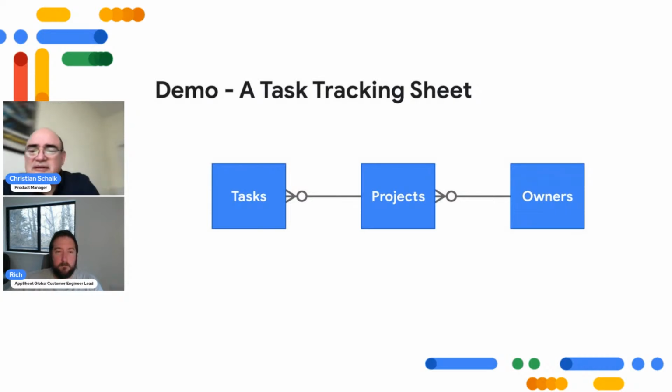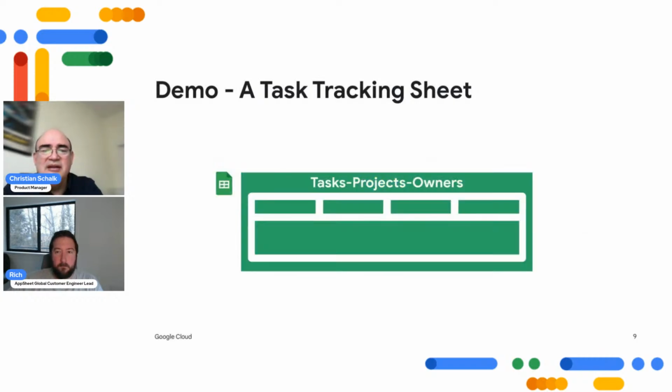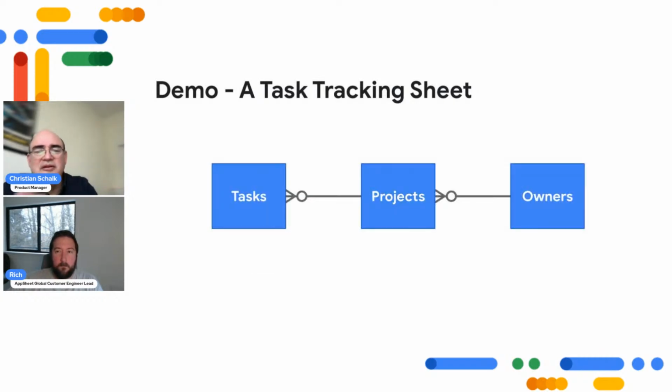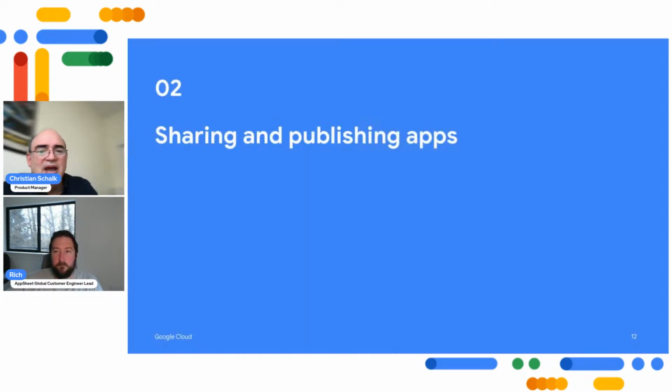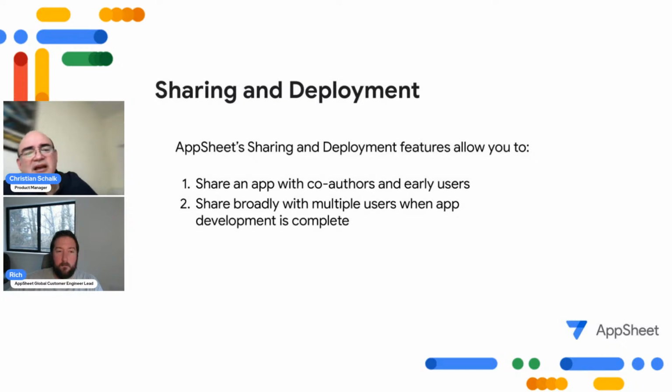So just to finish up what I was explaining, I took that initial flat table and then I turned it into a relational database. Then I walked through generating the app. But next I want to talk about sharing and publishing your apps. So I have a couple of topics here that I'm going to get into. So basically I'll walk through what AppSheet's sharing model is, what does it allow you to do?